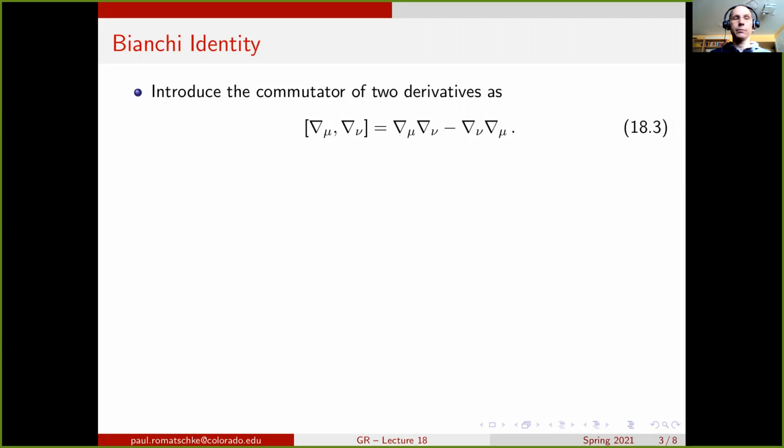To get started, let me introduce the concept of a commutator, where the commutator of two quantities, nabla mu, nabla nu in this case, is defined as the action of the two operators nabla mu, nabla nu, minus the one where the order of the operators is exchanged. So we have nabla nu, nabla mu with the other index order.